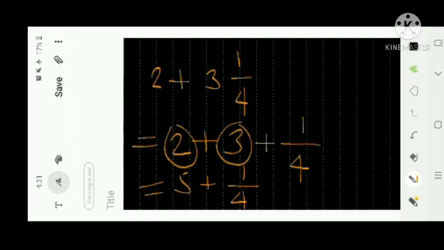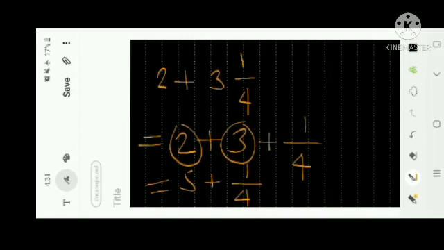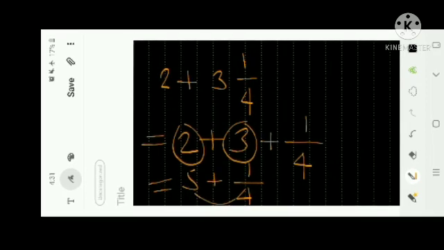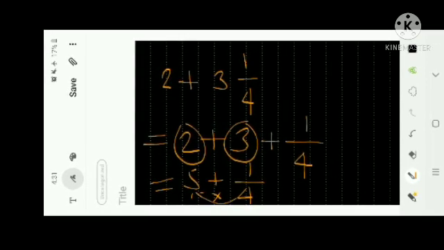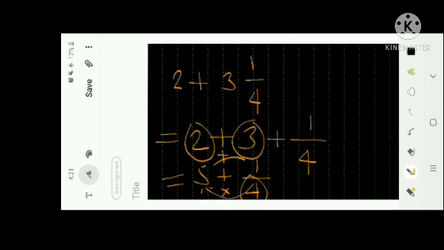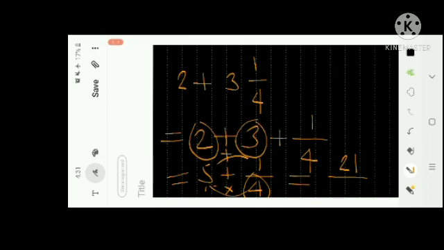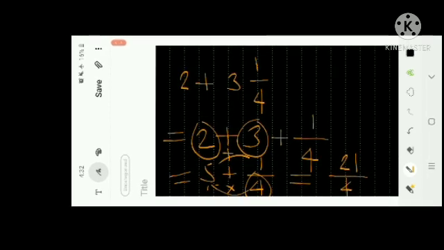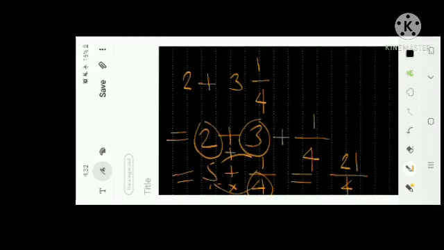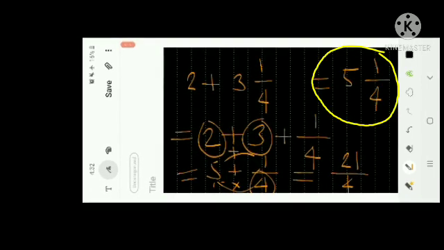Okay, we will now simplify 5 and 1/4 by cross multiplying. 5 times 4 is 20, plus 1 is 21. Then copy the denominator, which is 4. So our final answer is 21 over 4, or in a mixed number, that is 5 and 1/4. Okay.